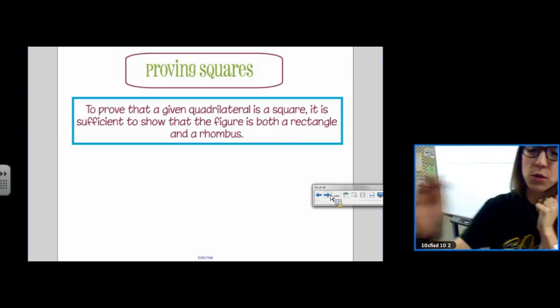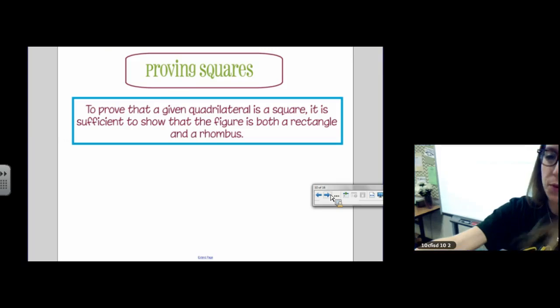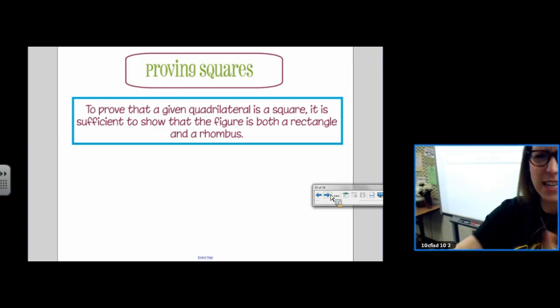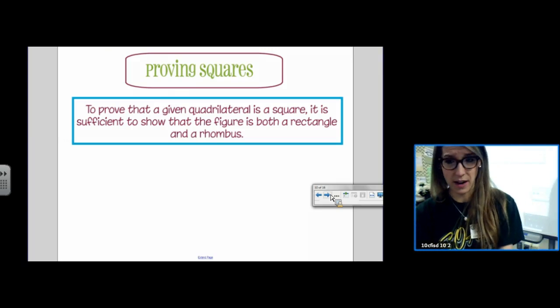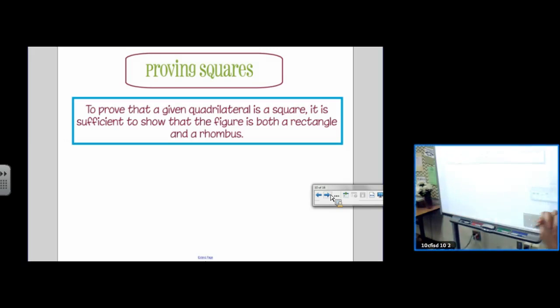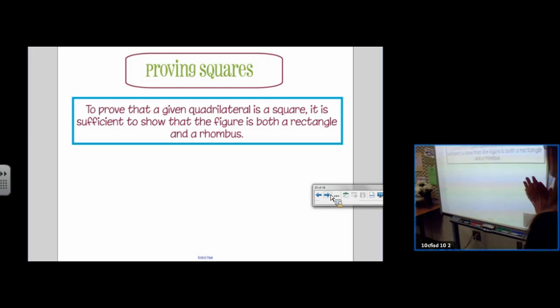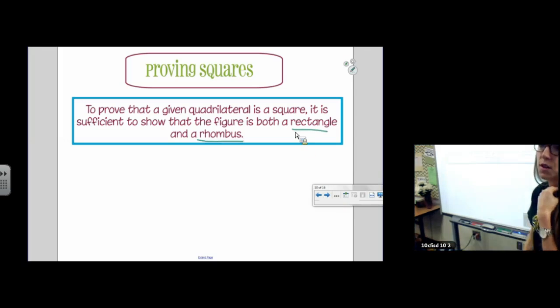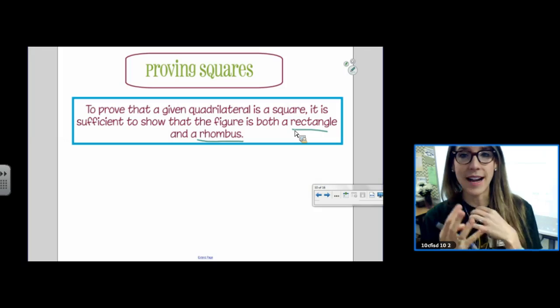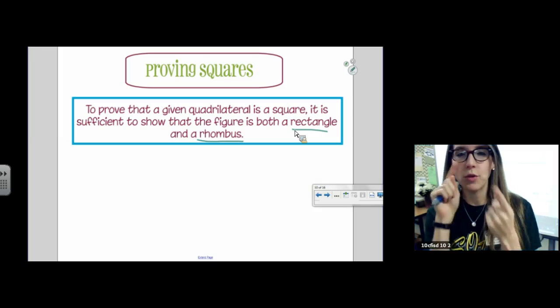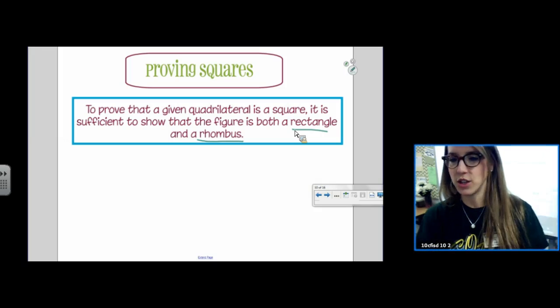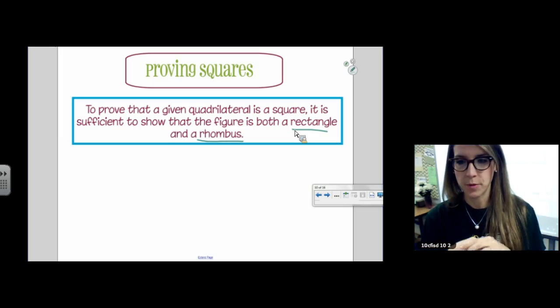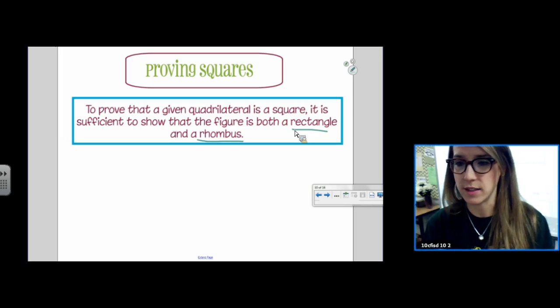To prove it's a square, what do we need? To prove that a quadrilateral is a square, notice it didn't even say to prove a parallelogram is a square. Cool. To prove that a quadrilateral is a square, it is sufficient to show that it's both a rectangle and a rhombus. So that's all you need to do. You need to take a four-sided figure, which is a quadrilateral, prove it's a rectangle, prove it's a rhombus, you're done. It's a square. So write that down. You don't have to write all those words, all those letters.